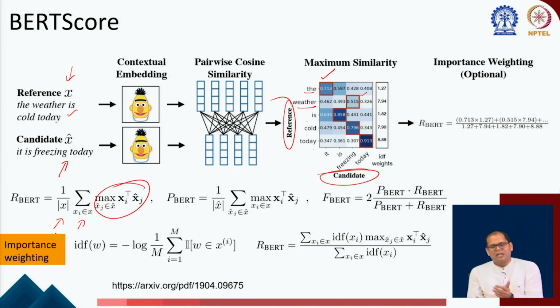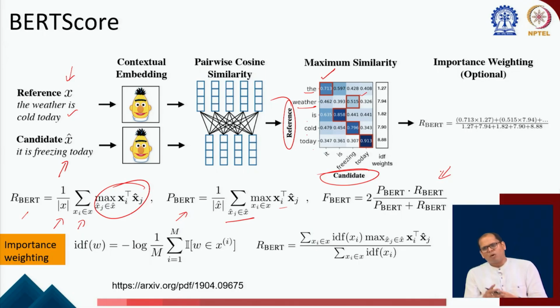For precision, you will do the other way around. For each word in the candidate, you see what is the maximum similarity it has with any word in the reference. So you compute recall, you compute precision, and you can compute F measure. This is how you can compute your BERT score.